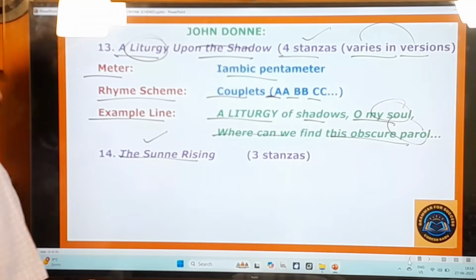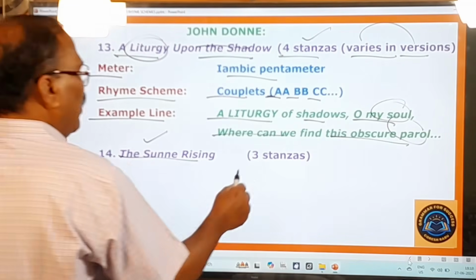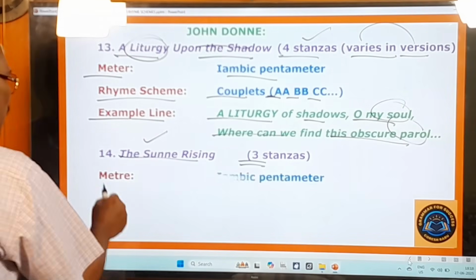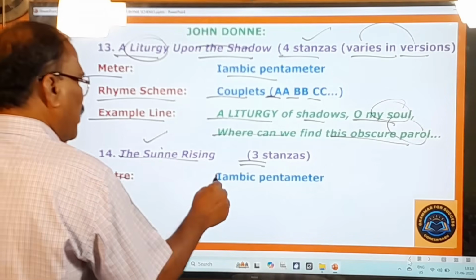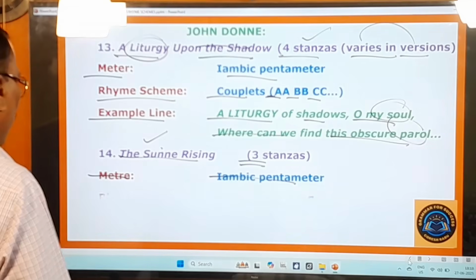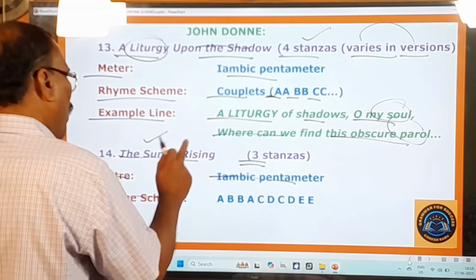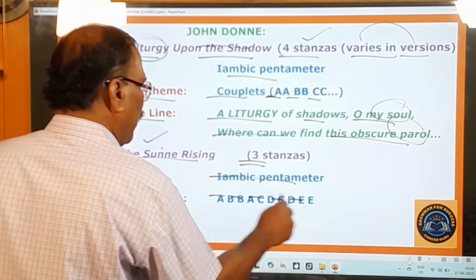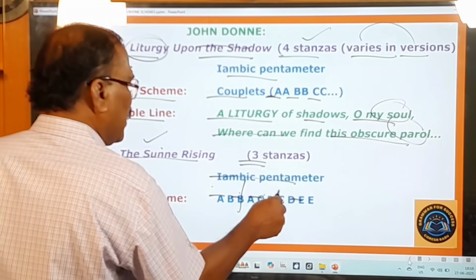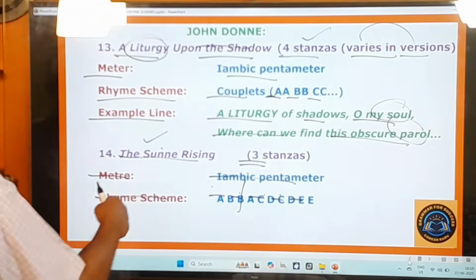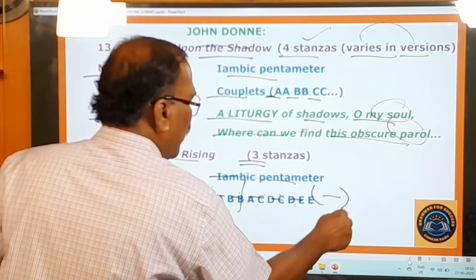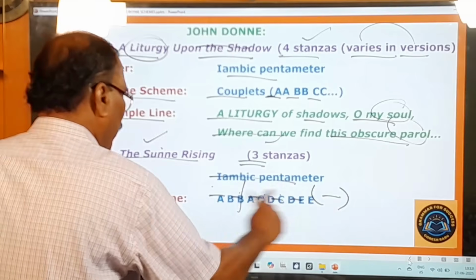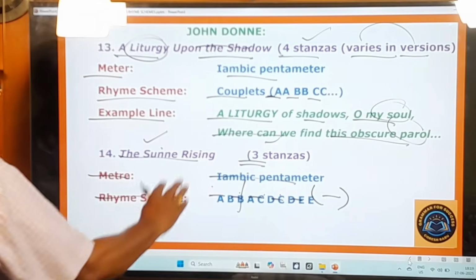It is also a very beautiful poem. In this poem, there are as many as 3 beautiful stanzas. The meter followed in this poem is again iambic pentameter. And the rhyming scheme followed in this poem is ABABCDCDE. This is one stanza, so in that way, there are 3 stanzas. In each and every stanza, this is the rhyming scheme followed in this poem.